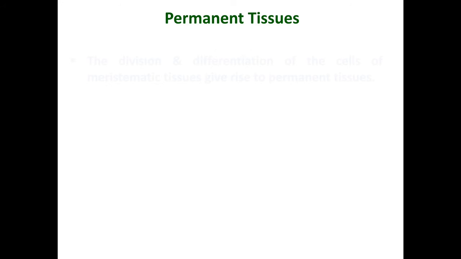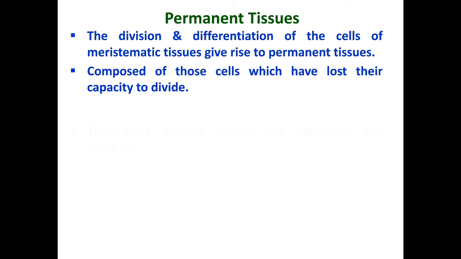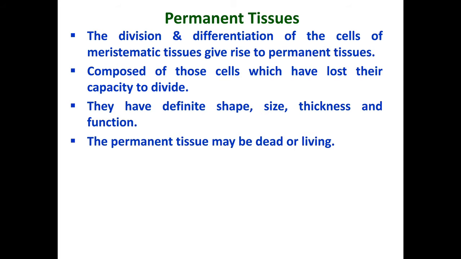Dear students, you must know that permanent tissues are formed by cell division and cell differentiation of meristematic tissues, and they are composed of those meristematic cells which have lost their dividing capacity. Okay students, as the cells of permanent tissues don't have dividing capacity, so they have definite shape, size, thickness and function. Okay students, the permanent tissue may be dead such as xylem vessels or living such as parenchyma tissues.